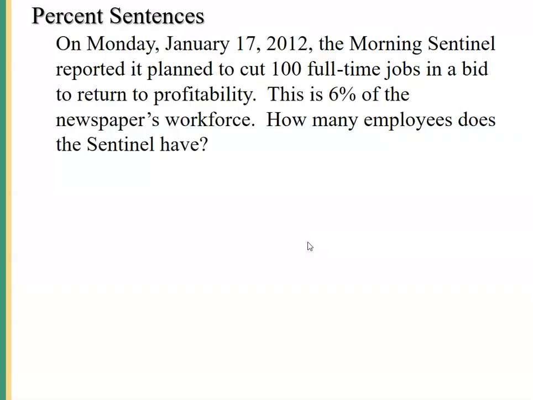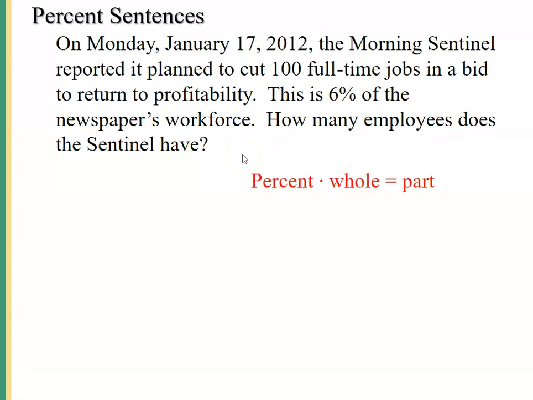Okay, next. Now let's try to solve some problems related to percent. On Monday, January 17, 2012, the Morning Sentinel reported it planned to cut 100 full-time jobs in a bid to return to profitability. This is 6% of the newspaper's workforce. How many employees does the Sentinel have?